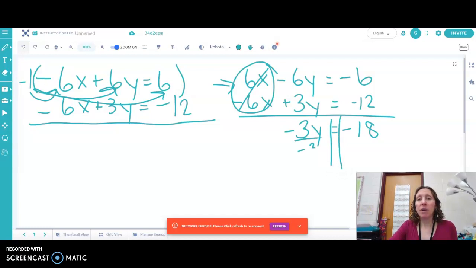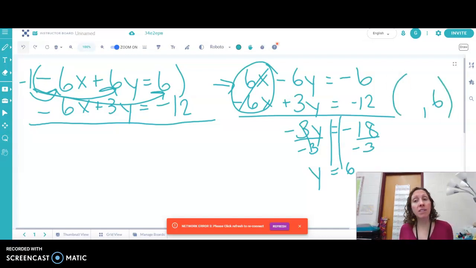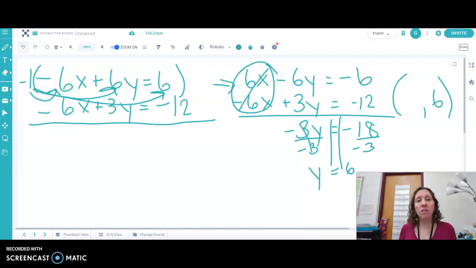Right, so then I'll divide by negative 3, and we get y is equal to 6. All right, so our final coordinates, the y value is 6. So now I have to go plug that into one of the equations. I'm going to use the top one.